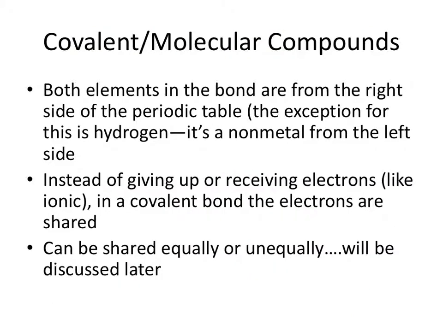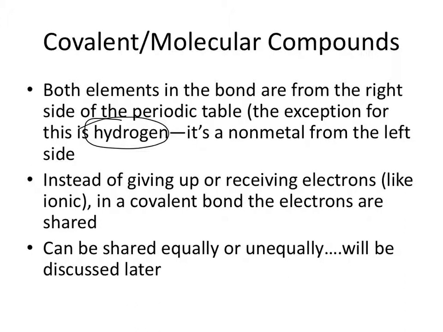Alright, so both elements in the bond are from the right side of the periodic table. Your exception there is hydrogen, because hydrogen is on the left side of the periodic table, but it's not a metal. I think I had you highlight that, kind of box it out, making sure you understand that yes, it's on the left side, but it is not a metal. So just kind of remember that.